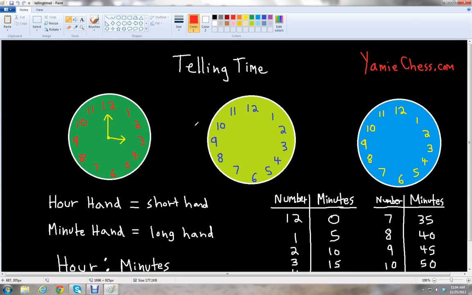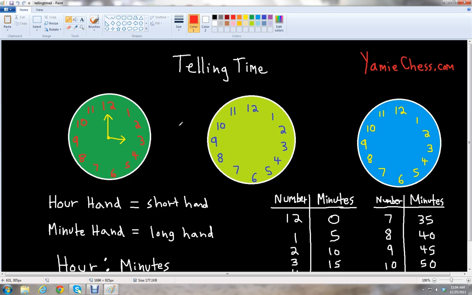In this lesson, we will learn about how to tell time using the clock. Now notice that the clock is a circular object, so it looks like a circle, and we have 12 numbers on the clock. We have 1, 2, 3, 4, 5, 6, 7, 8, 9, 10, 11, 12.